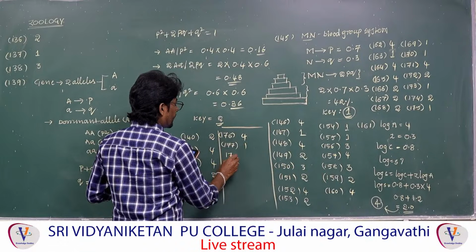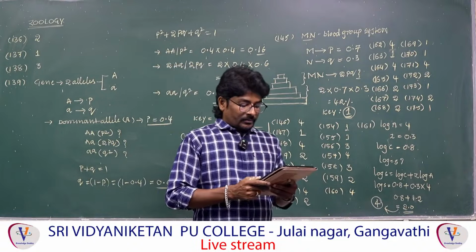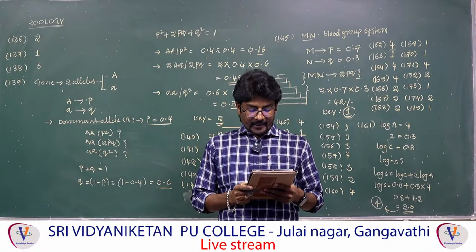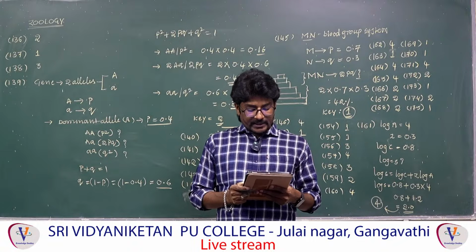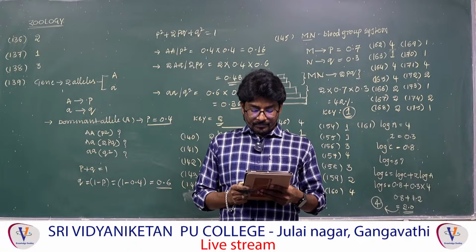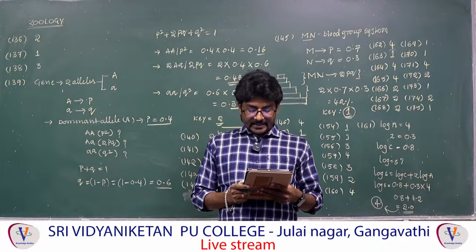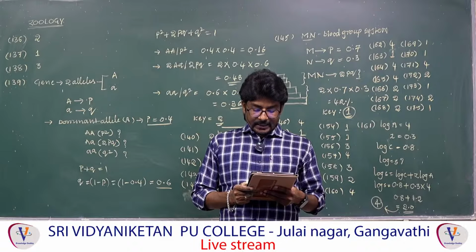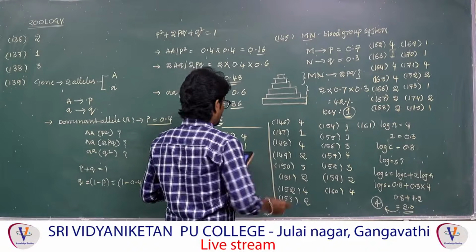Next, 178. Match the column. Neutrophils percentage 60 to 65%, A5. Then basophils percentage is very least, that is 0.5 to 1%. B4. A5, B4. Next, monocytes, 6 to 8%, C3. And eosinophils 2 to 3%. Lymphocytes 20 to 25%. First option.